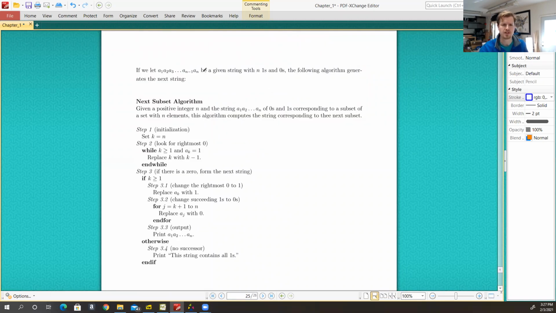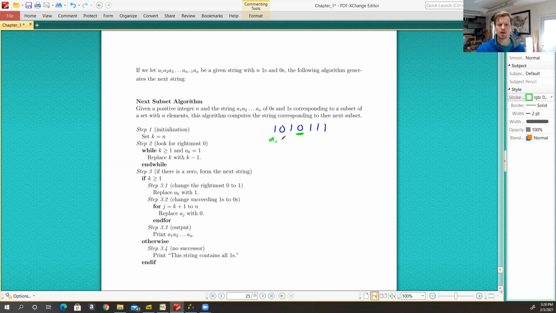If we have a string of 1s and 0s, this algorithm will give us the next subset. Step 1 is initialization, and we set k equal to n. Why do we do that? Well, we'll see in just a moment. Step 2 is we're going to look for the rightmost 0. So if I were to consider 1, 0, 1, 0, 1, 1, 1, of course, visually, I can do that very quickly. Here is the rightmost 0.